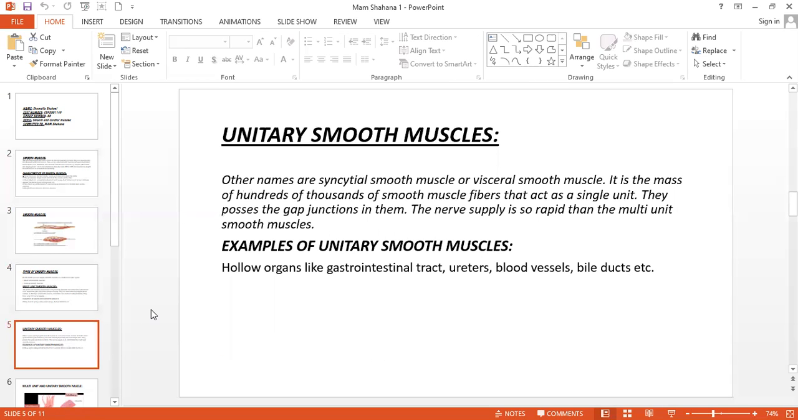Now, unitary smooth muscles. Other names of unitary smooth muscles are syncytial smooth muscle or visceral smooth muscle. It is a mass of hundreds of thousands of smooth muscle fibers that act as a single unit. They possess gap junctions. The nerve supply is more rapid than in the multi-unit smooth muscles. Some examples of unitary smooth muscles include all the hollow organs in the body like the bladder, gastrointestinal tract, ureters, blood vessels, bile ducts, etc.